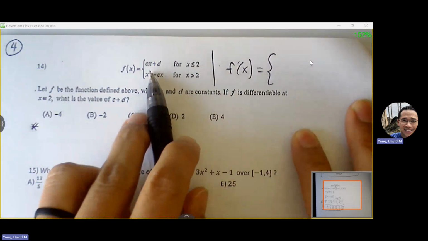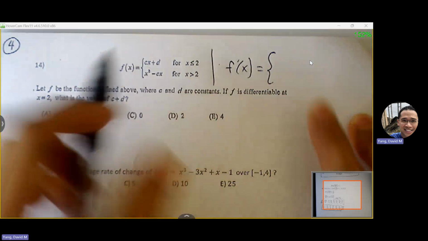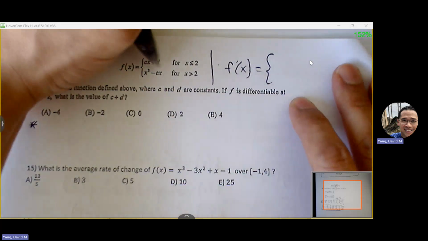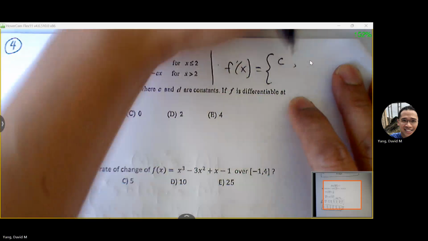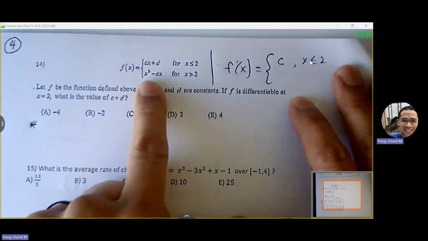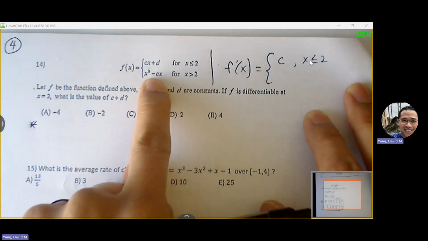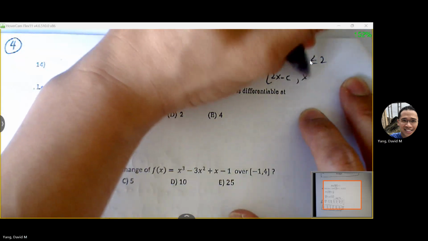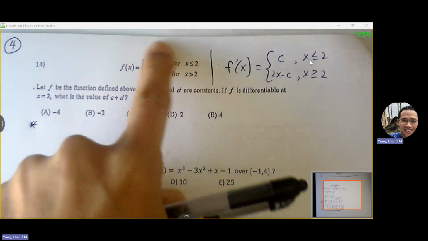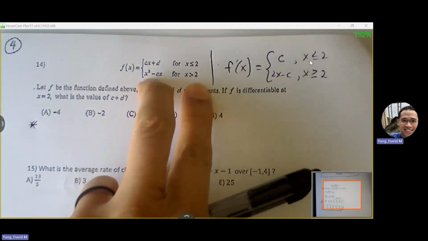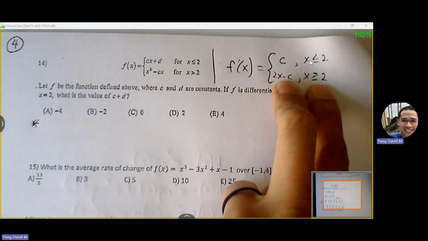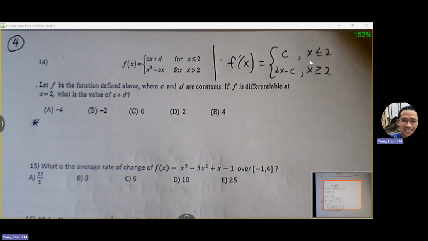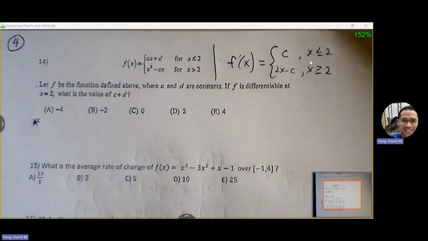So what's the derivative of cx plus d? The c, right? Imagine it was 3x plus 4. You would just say 3, right? The d doesn't go to 1, the d goes to 0. What's the derivative of x squared minus cx? Okay, so we'll set these equal to each other, replace all the x's with 2's, and then we should be able to just algebraically solve for c and solve for d.